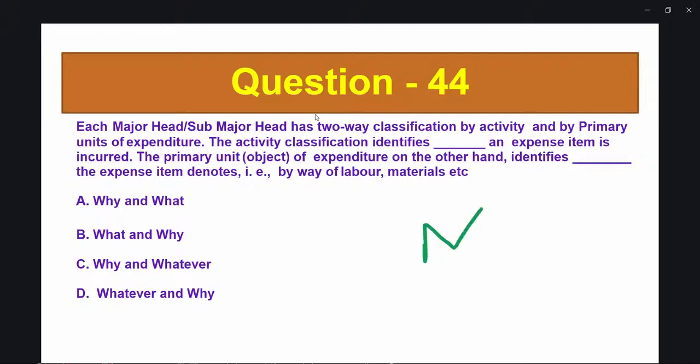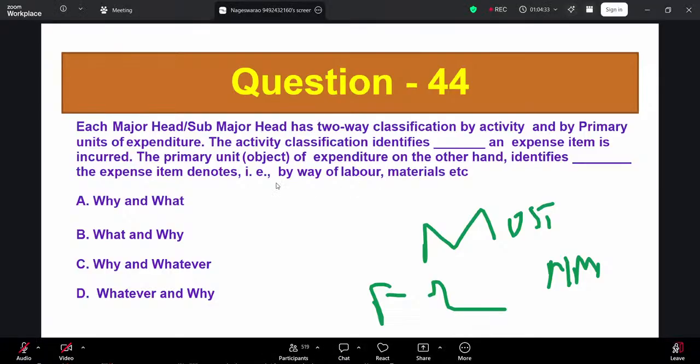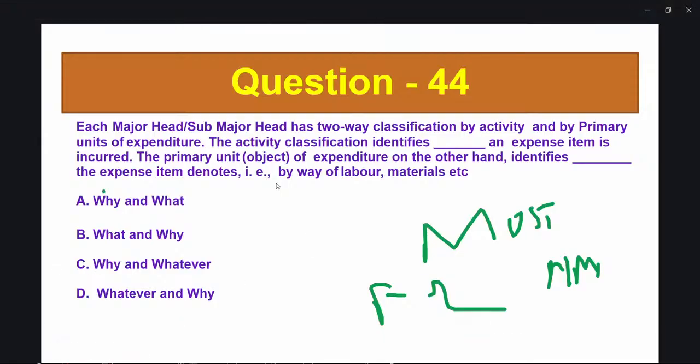This is also a most important one. Finance Code Volume 2: each major head or sub-major head has a two-way classification, by activity and by primary unit. The activity classification identifies the expense item. What does the primary unit identify? Yes, please stop. This is why and what. Activity is why. This is what.